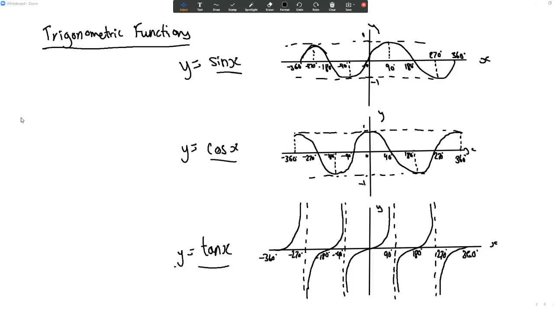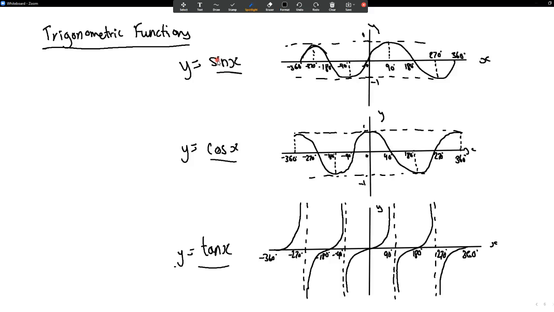Okay, so let's figure out what sine x, cos x, and tan x mean. These are called trigonometric functions. They're the functions we use in GCSE to conduct a lot of trigonometry. So let's see how they're defined. They're defined on this graph.